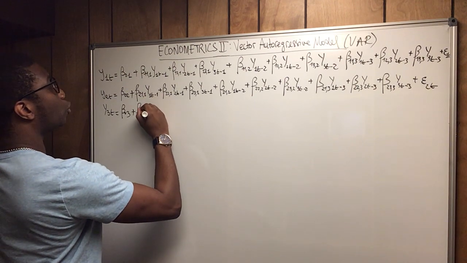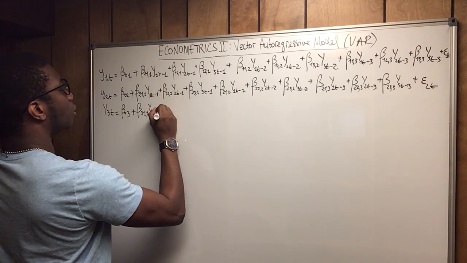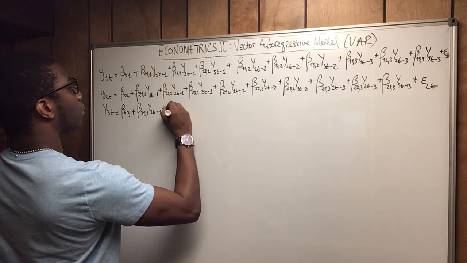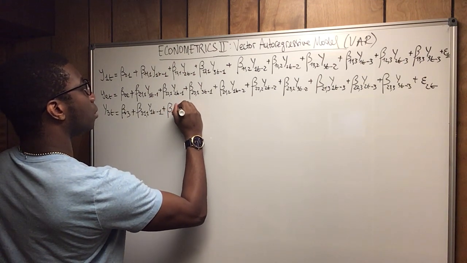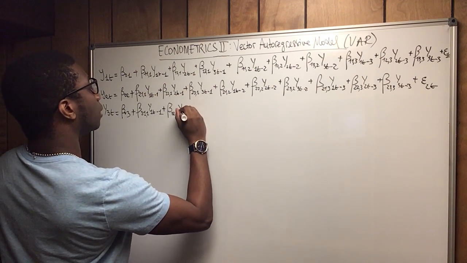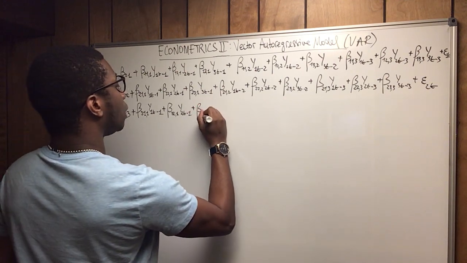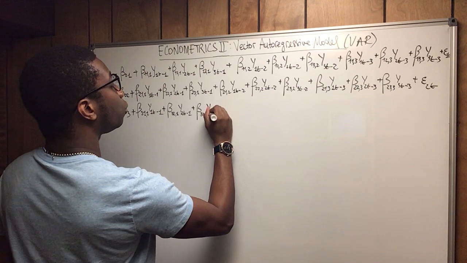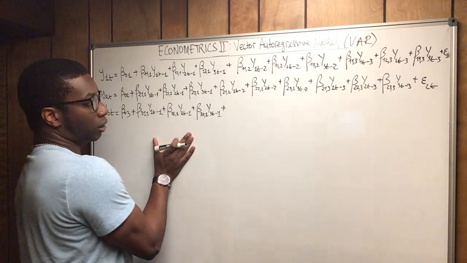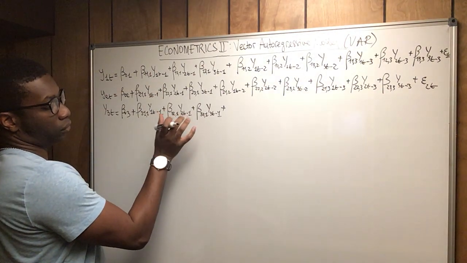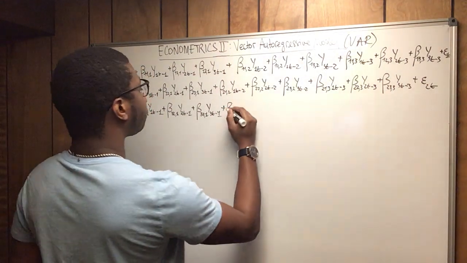Beta 31,1 times y1t minus 1 plus beta 32,1 times y2t minus 1 plus beta 33,1 times y3t minus 1. We finish grouping, of course, all the coefficients for the first predictor, which is t minus 1. So now we're moving to the second one.